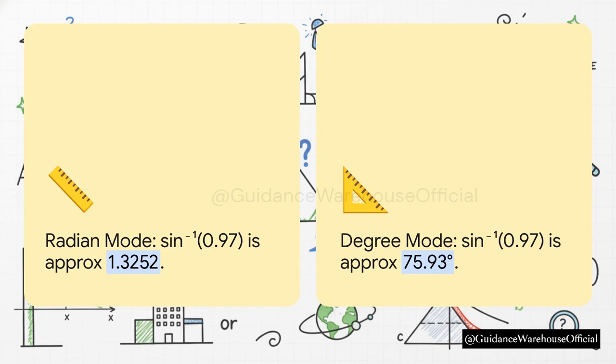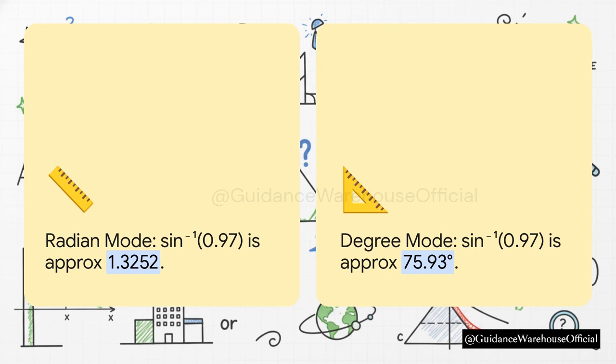But time for a quick retention check. If you plug in the exact same input, inverse sine of 0.97, you can get two completely different numbers depending on your calculator setting. You might get 1.3252 in radians or 75.93 in degrees. The most common mistake students make on exams actually isn't doing the math wrong.